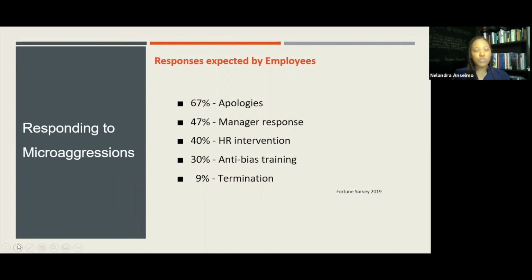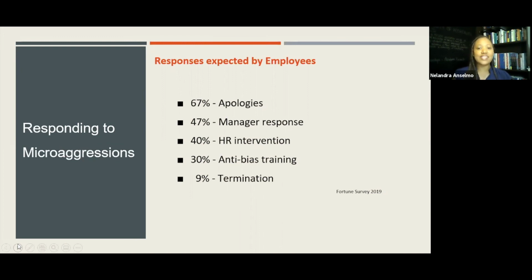And remember, responding is going to be very hard because only 10% of people actually admit to committing microaggressions. And since they're subtle, sometimes they just go unrecognized or are left alone. But when employees are asked, what would you expect? We want to point out that the number one thing is, I just expect an apology.